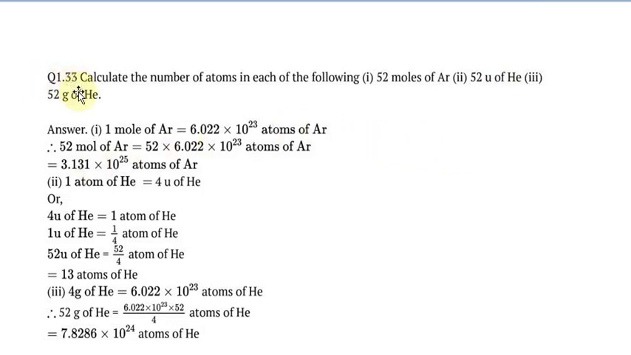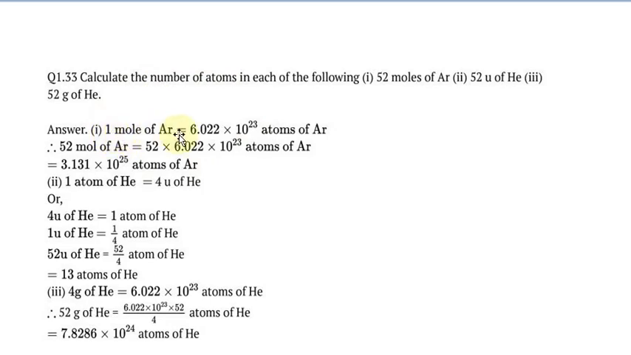So next slide, in this slide we will solve question number 1.33, that is, calculate the number of atoms in each of the following. First is 52 moles of argon, second is 52 u, unified mass, of helium, third is 52 gram of helium. We have to calculate the number of atoms.